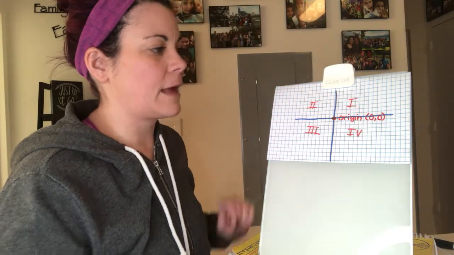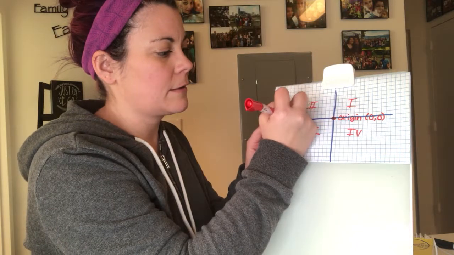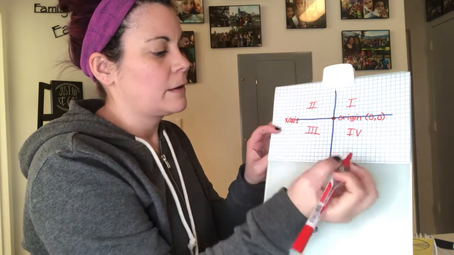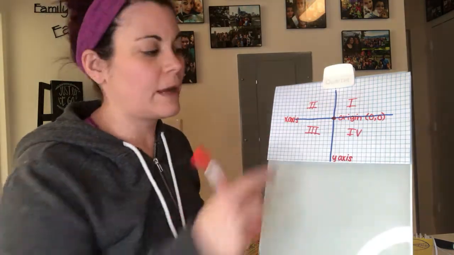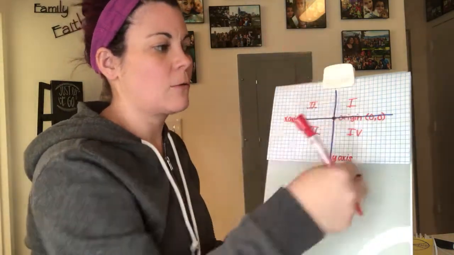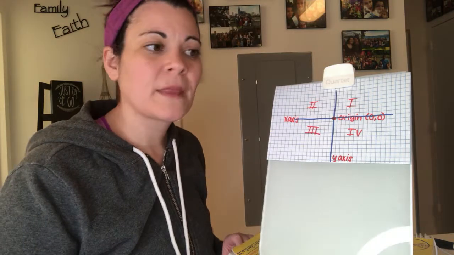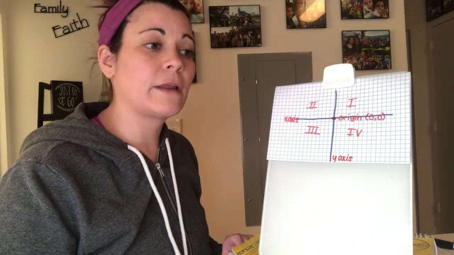Then we have the x-axis. So this axis is the x-axis, and then this axis is the y-axis. So we have the x-axis, which is horizontal, and the y-axis, which is vertical. And then finally, you have a coordinate point.